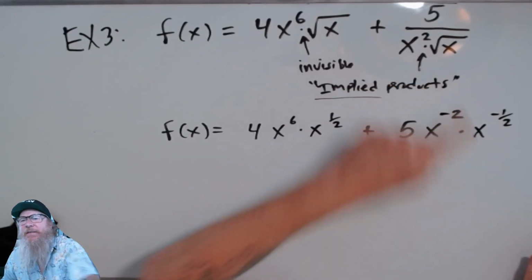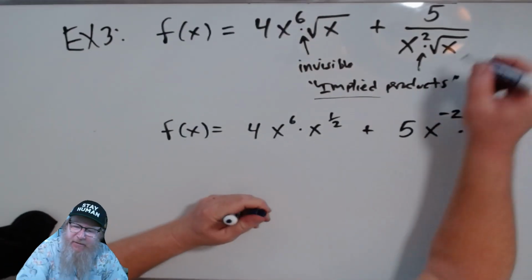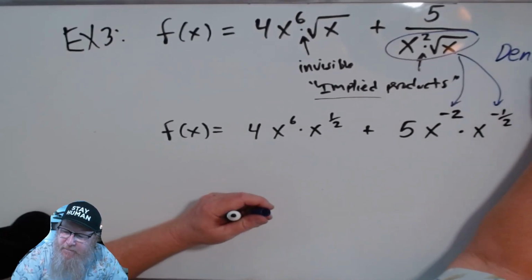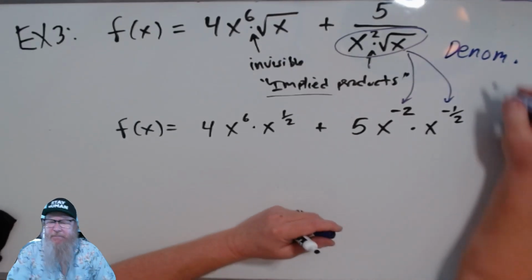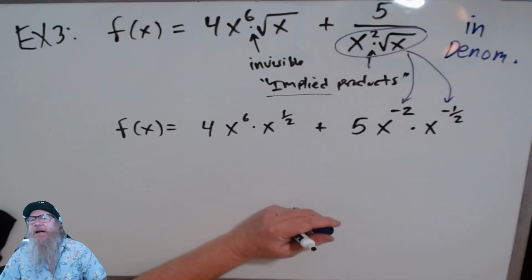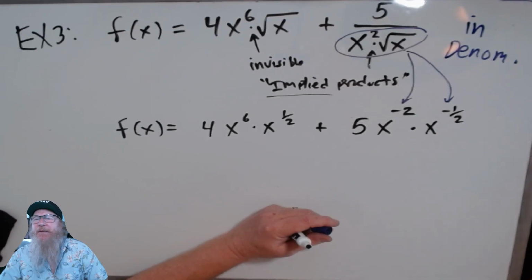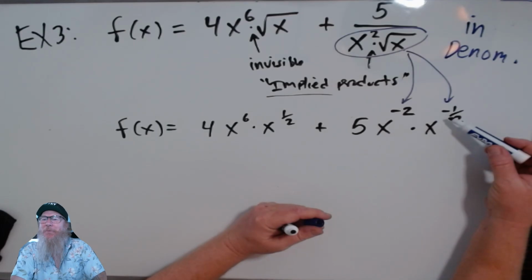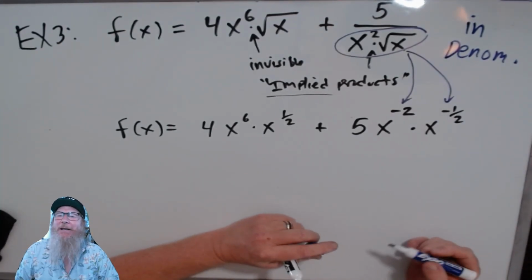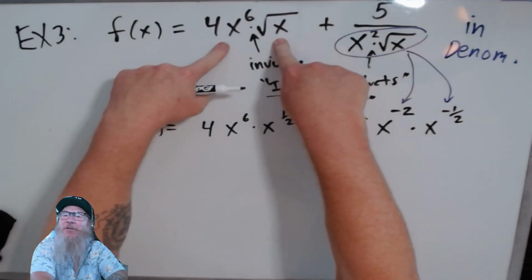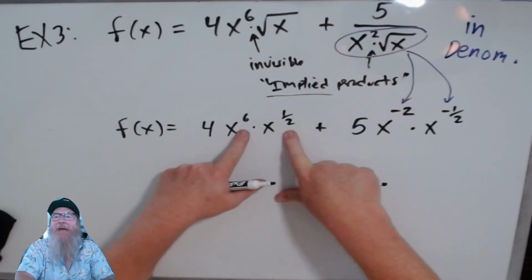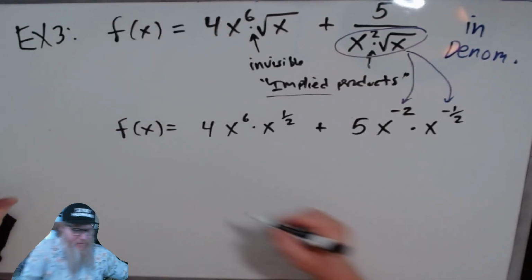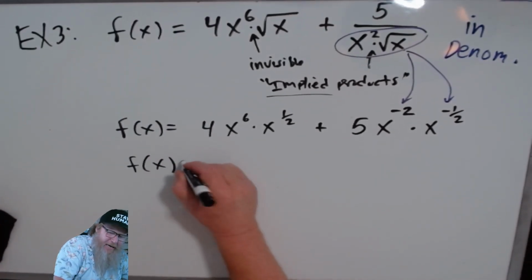So because these are in the denominator, they're positive. Yeah, I mean, they're negative. They're positive when they're in the denominator, but when you bring them up to the numerator, they become negative. These ones are not in the denominator, so they do not become negative. They just stay whatever they are. All right, so one more step, and then we're ready to differentiate.